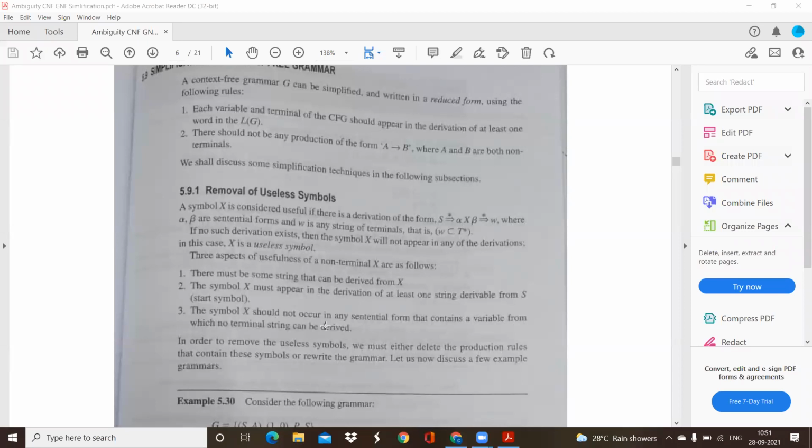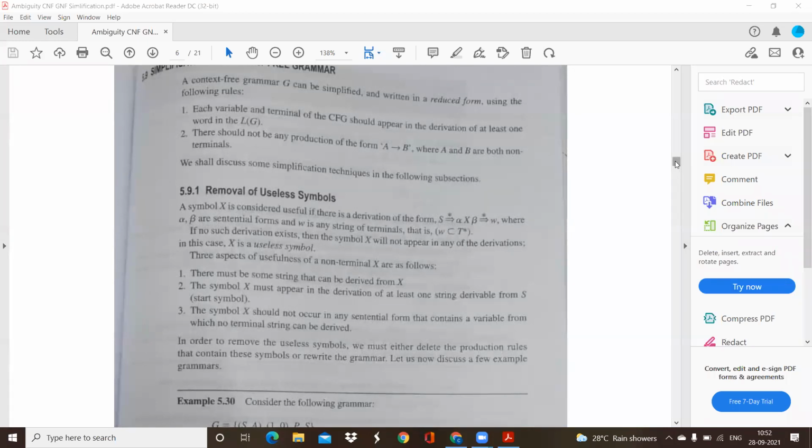The symbol X should not occur in any sentential form that contains a variable from which no terminal string can be derived. So X should not be involved in any sentential form. This is your sentential form, alpha X beta. And if this sentential form is not taking you to any set of terminals, then in such an expansion X should not be involved. If any of these 3 conditions is not applicable to a non-terminal, then that non-terminal should be removed from the grammar, as it is a useless symbol.